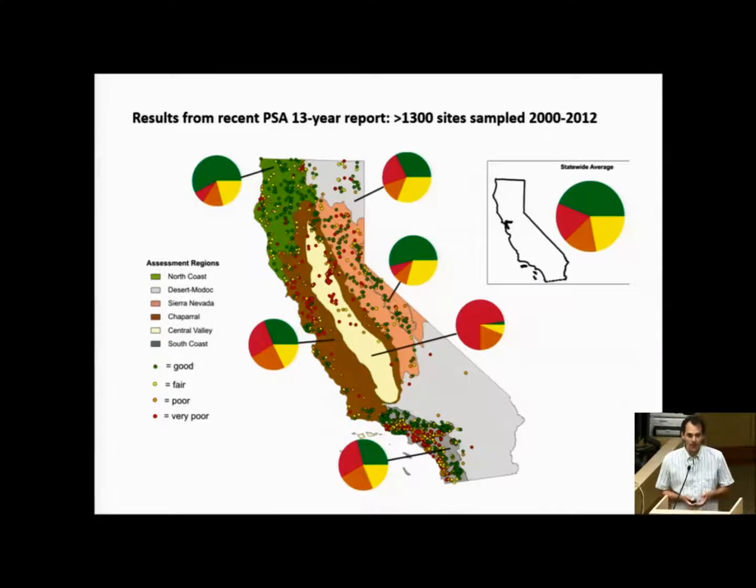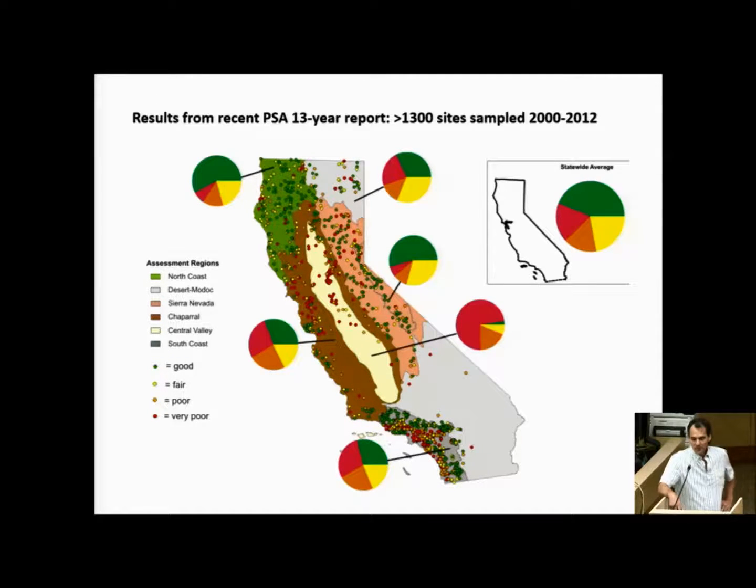The latest PSA report was based on more than 1,300 sites sampled between 2000 and 2012. The green dots in this map and the green pie slices represent streams in good condition, all the way down to the red dots and red pie slices, which represent streams in very poor condition. And on average, statewide, we found that nearly half of the stream length in the state was in good biological condition, but that result varied regionally.